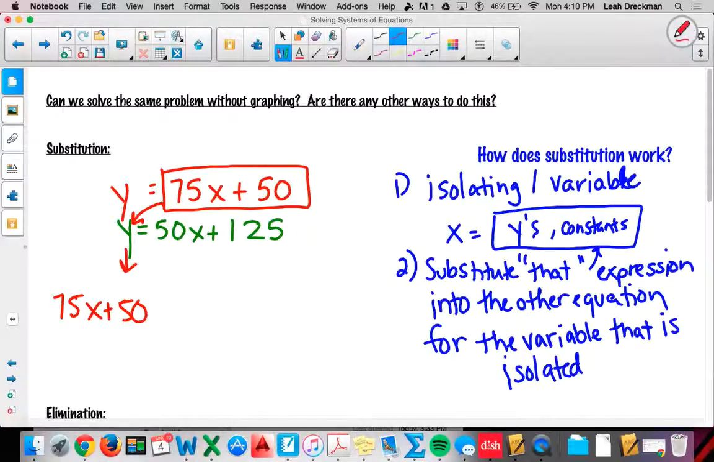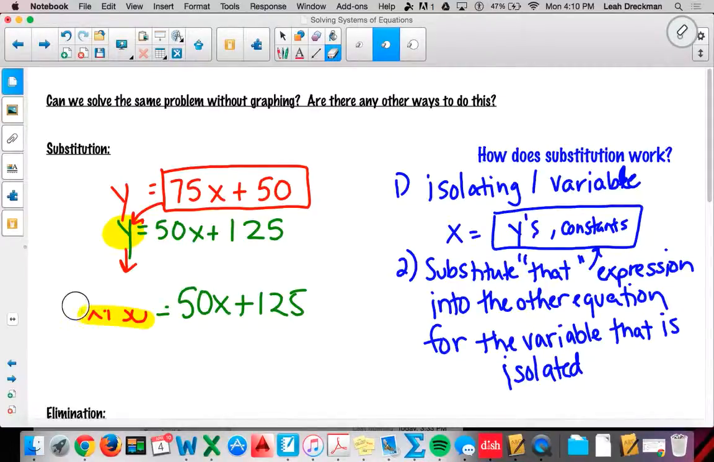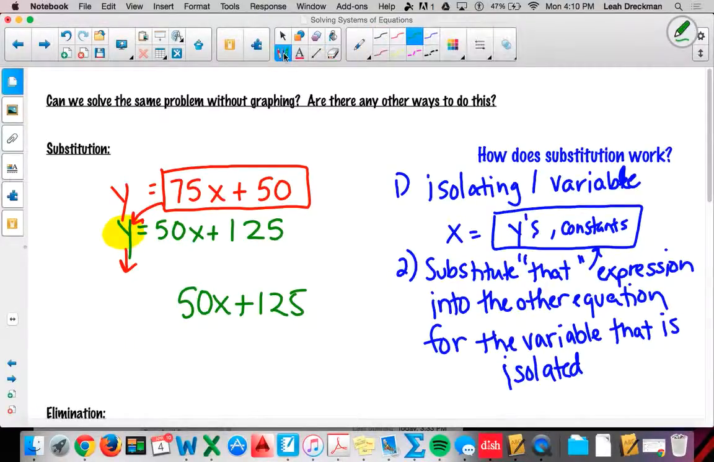And then I'm going to keep the other side of the equation identical. Just to highlight this here, this y and this expression are equivalent from the equation up above, but I'm replacing y with what it's equal to. So I can replace y with 75x plus 50, and the other side of the equation stays the same, 50x plus 125. And now it's just a game of combining like terms to get the variable on one side and the constants on the other.